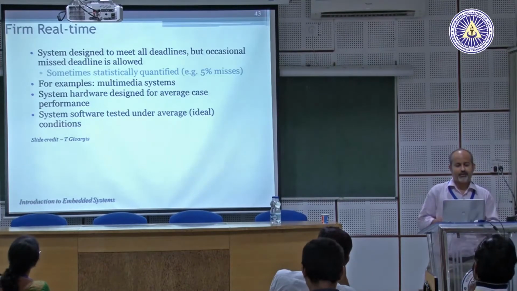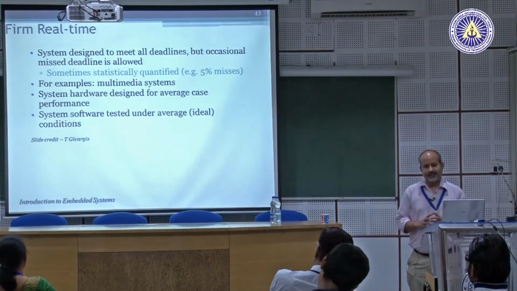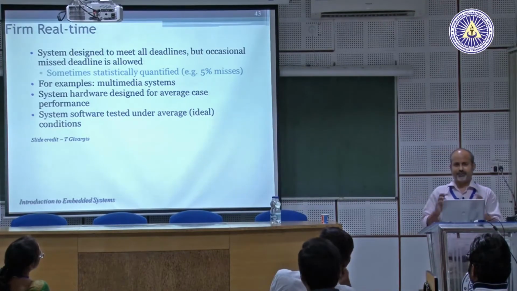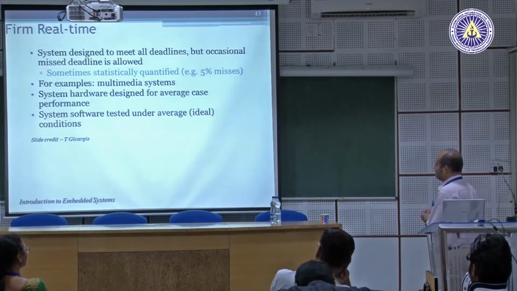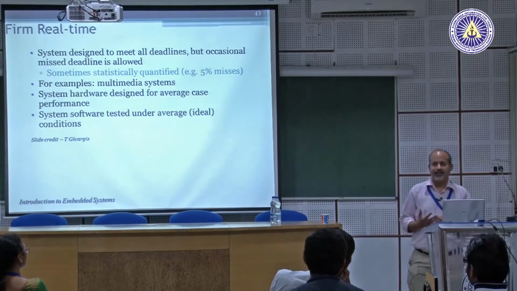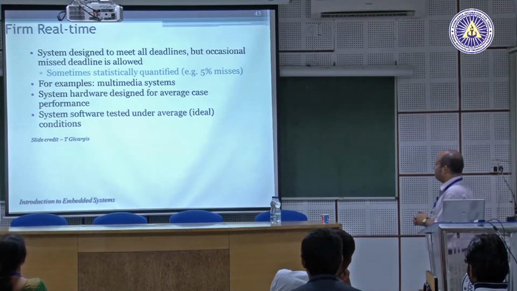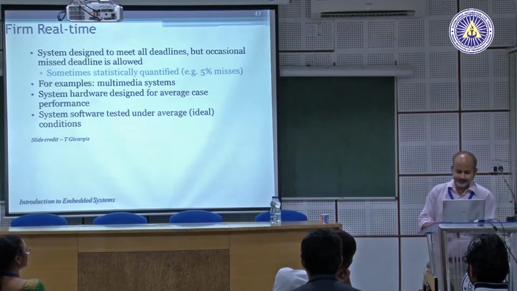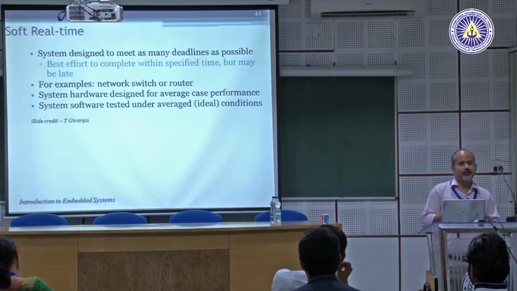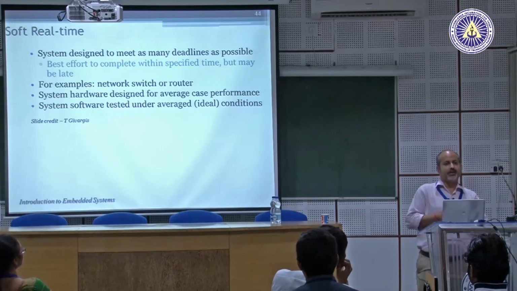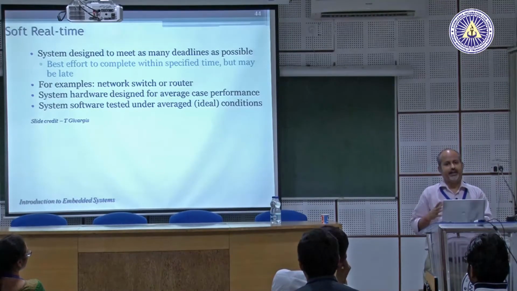Then there is firm real time, where you want to make sure that the deadlines are met, but if statistically a few of them are missed, it's okay. For example, if you are playing a multimedia system and you miss a few frames here and there, you might be annoyed, but it's not going to create a disaster, right? So that's firm real time. Then you have soft real time, where if you don't make the deadline, it is still okay, and the utility of completing after the deadline is not zero.